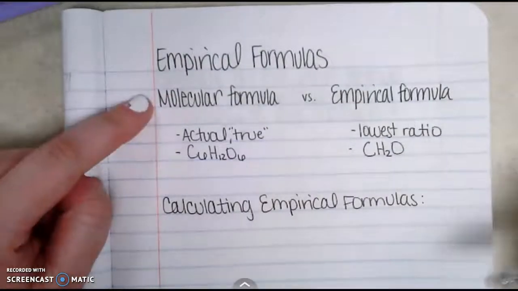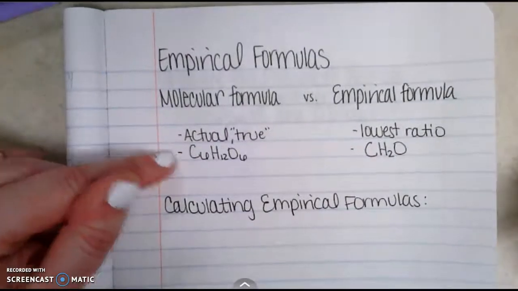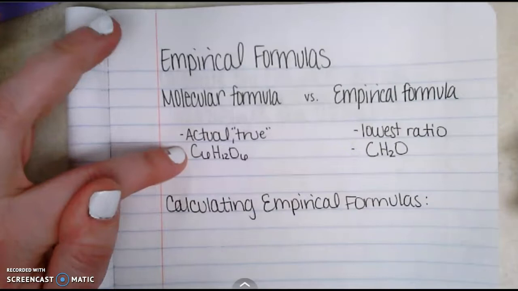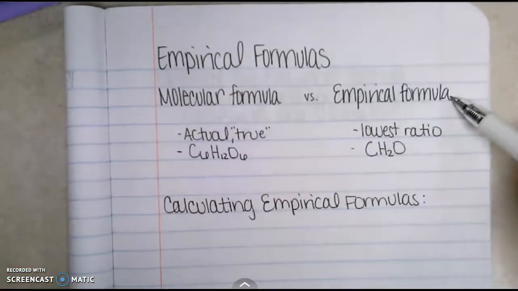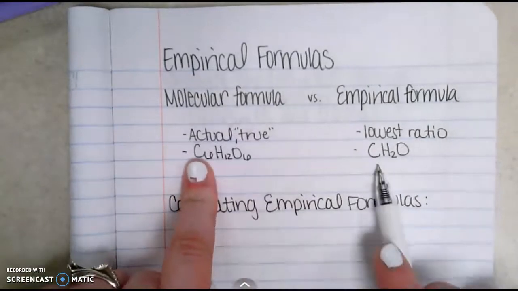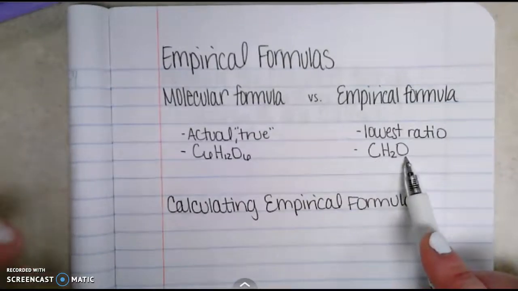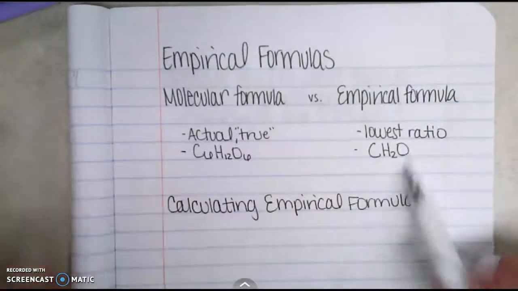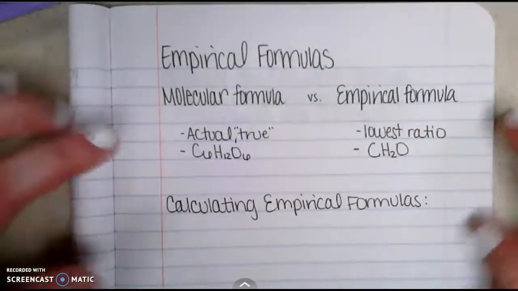So a molecular formula is your actual formula, your true formula. So in the case of sugar, it is C6H12O6. That is how you make a sugar molecule. But your empirical formula is your lowest ratio. So for example, this C6H12O6 can be fractioned down into just CH2O, because the ratio stays the same, and it is your lowest ratio. Okay, so let's look at some examples and figure out how to calculate empirical formulas.